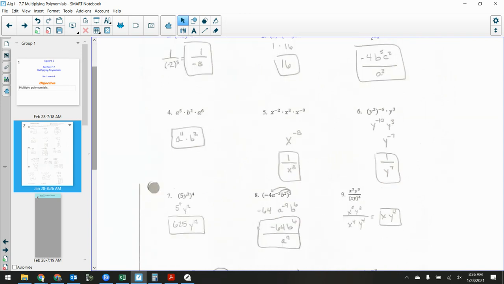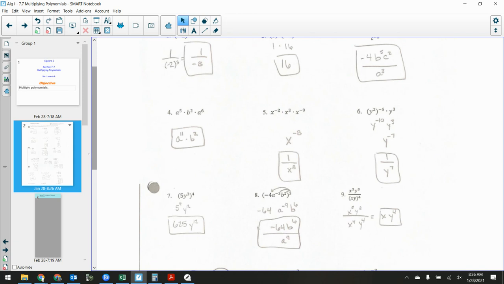Just watch out. X to the -2nd, +3rd, -9th would turn into X to the -8. But can you ever leave a negative exponent in an answer? No. So that's to turn into 1 over X to the 8th. Check your papers right there. Make sure you do not leave X to the -8th power. Make sure you turn it into 1 over X to the 8th power.